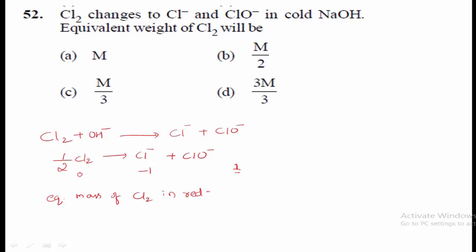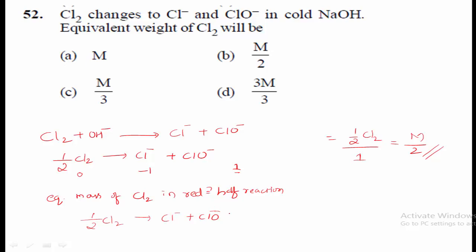is in the reduction half reaction. So equivalent mass of Cl2 in the reduction half reaction is equal to, how you can calculate, half Cl2 divided by 1. So how much you will get? M divided by 2. Next consider half Cl2, which gives Cl minus plus ClO minus, again Cl minus and ClO minus, and equivalent mass of Cl2 in the oxidation half reaction. So in the oxidation half reaction, again we will write half Cl2 divided by 1. So how much you will get? M by 2.